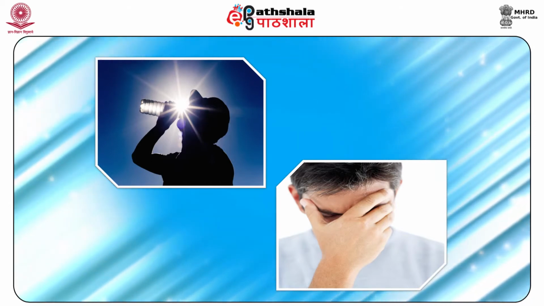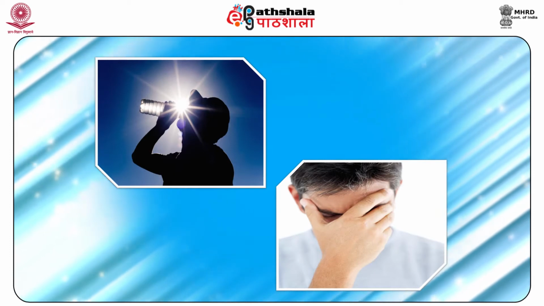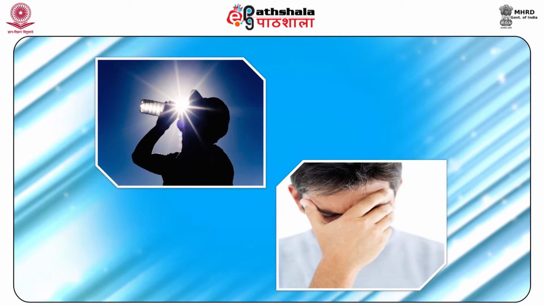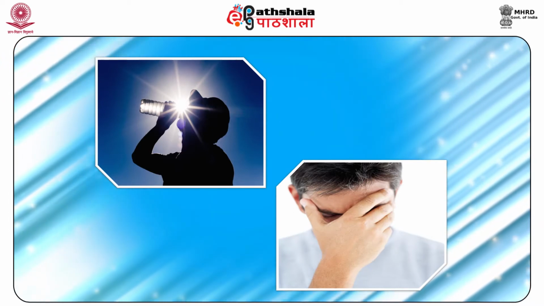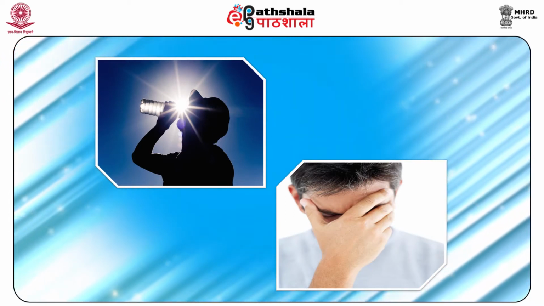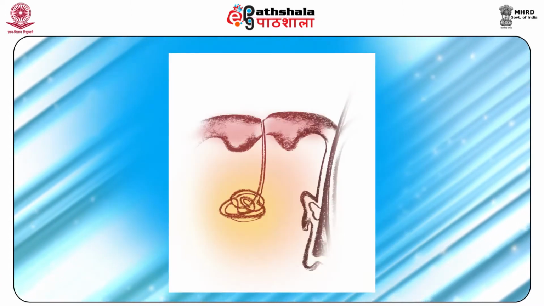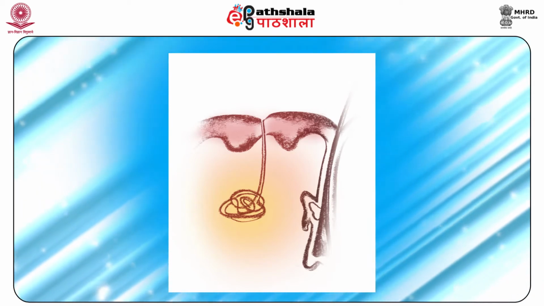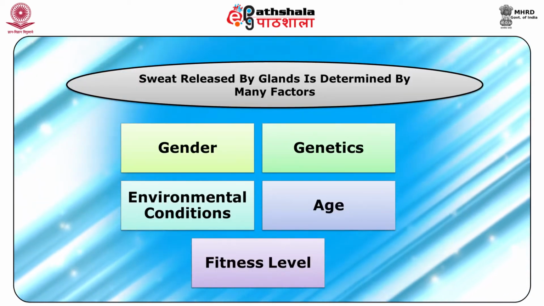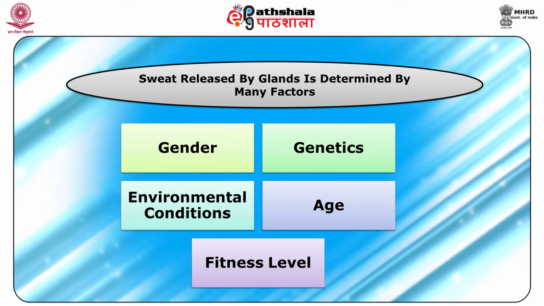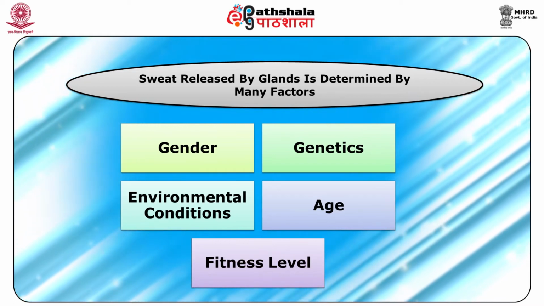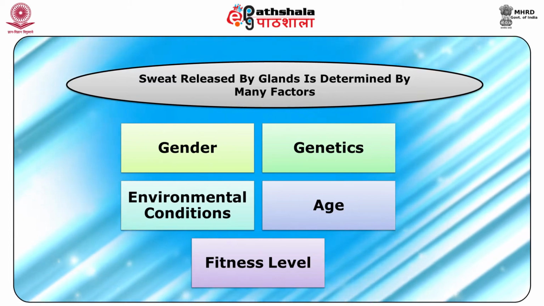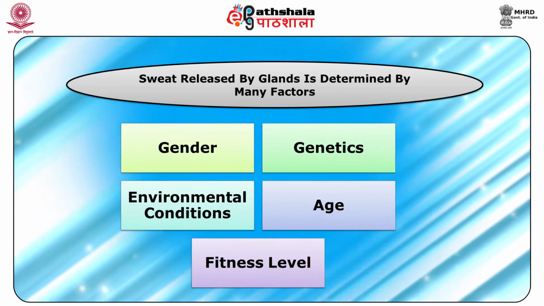In general, emotionally induced sweating is restricted to the palms, soles, armpits, and sometimes the forehead, while physical heat induced sweating occurs throughout the body. People have an average of 2 to 4 million sweat glands, but how much sweat is released by each gland is determined by many factors, including gender, genetics, environmental conditions, and age or fitness level.